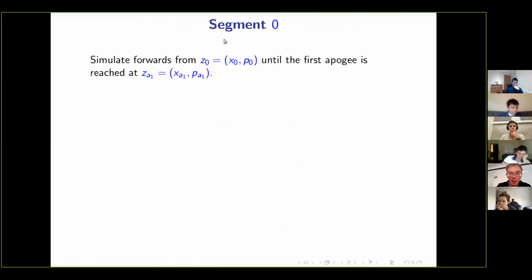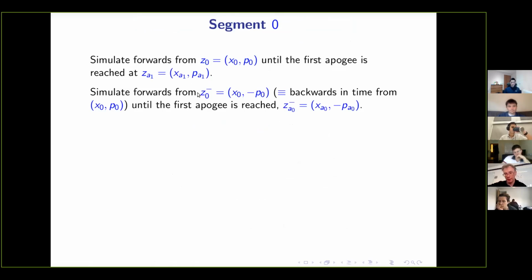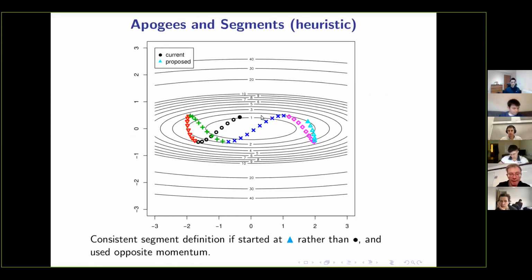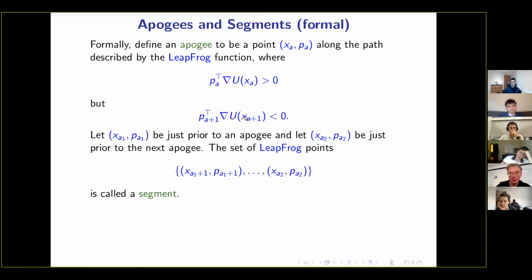So let's start with straightforward segment 0. Segment 0 is: I simulate forwards until I reach the first apogee, an apogee being where it's at its peak. And I simulate backwards until I see the first apogee. And segment 0 is all those points in the segment that includes the current point. So here I've simulated forwards, so it'd be these black points, but I'd also need to simulate backwards until I hit a maximum, which is probably going to happen fairly soon.